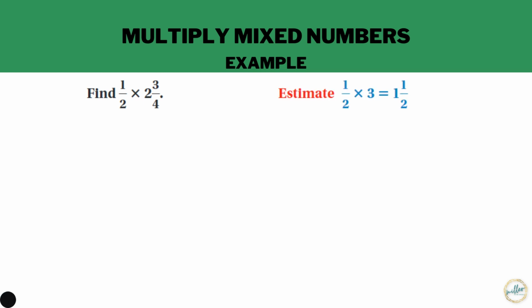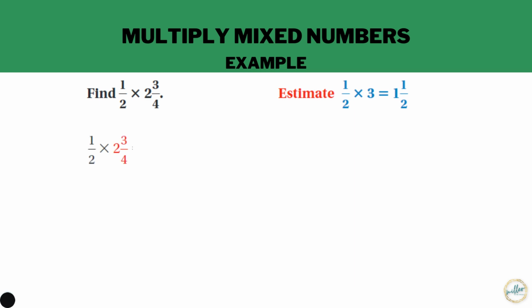Let's start by estimating. We can say this is about 1/2 times 3 because 2 3/4 is pretty close to 3. 1/2 times 3 is 1 1/2. So we need to get an answer that's close to 1 1/2 in order for it to be reasonable.